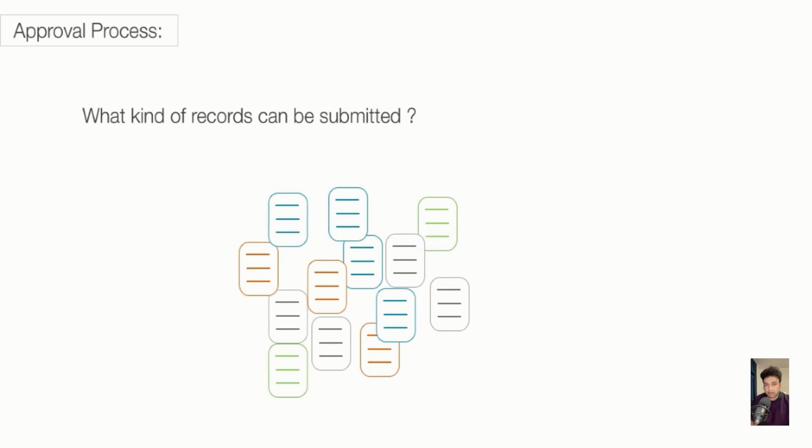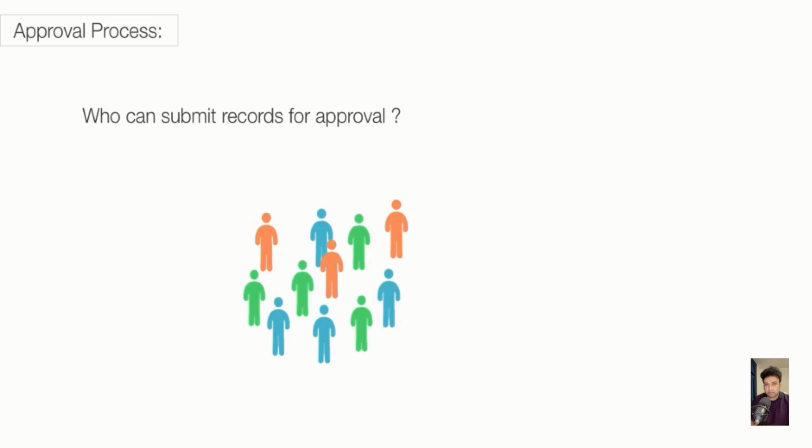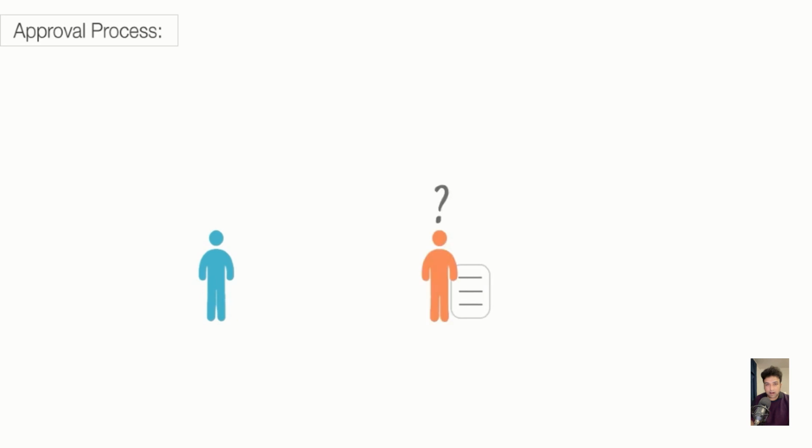What kind of records can be submitted for approval? Who can submit the records? Once the record is submitted for approval, where is it routed to? And what happens if the record is approved? Or what happens if the record is rejected or even recalled?